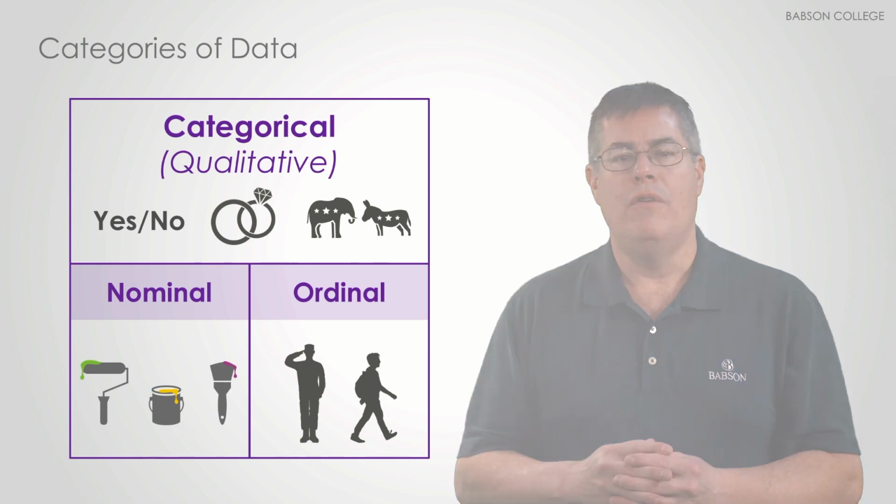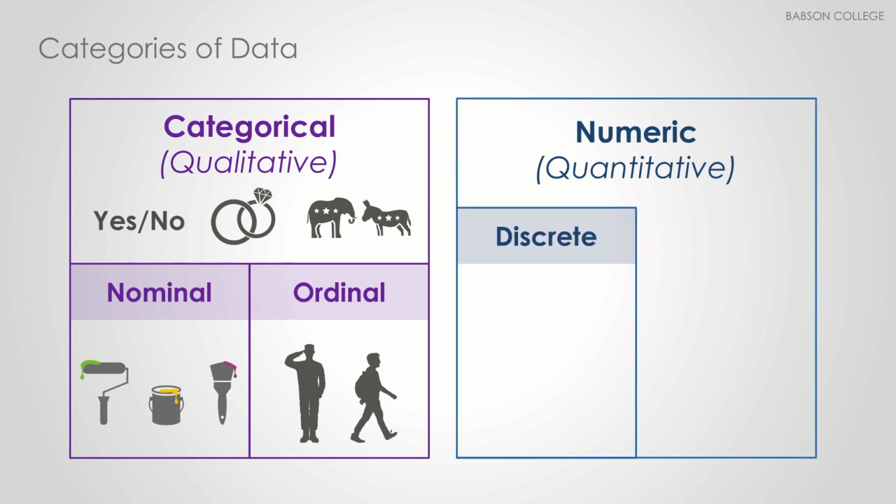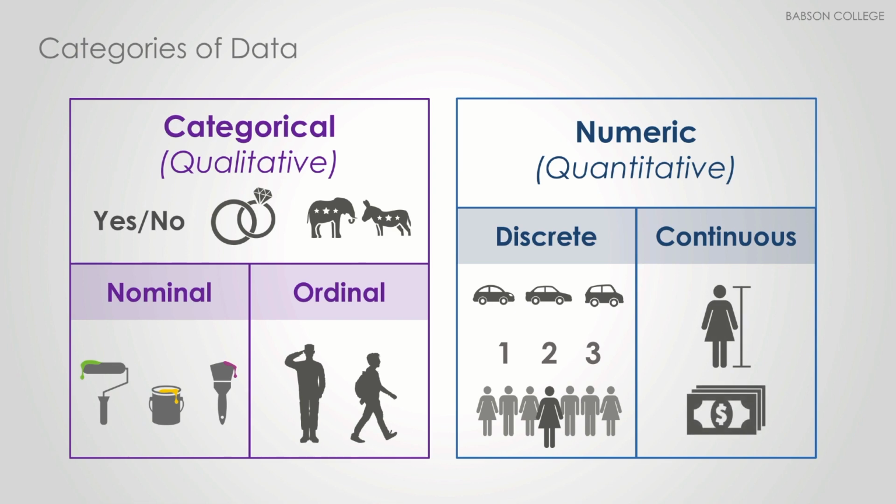The second category is numeric, also known as quantitative, which has two important subcategories. The first is discrete. These are things that you can count, like the number of family members or the number of items sold for a particular product in a business. And continuous. These are things that you measure, like height, weight, income, or sales.